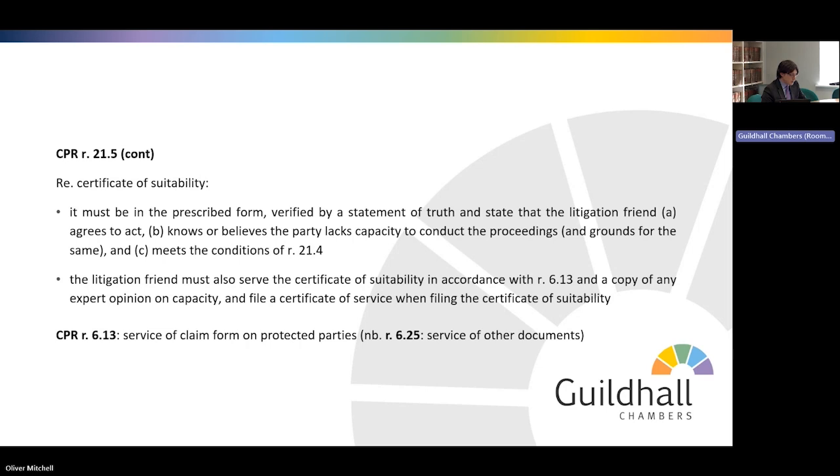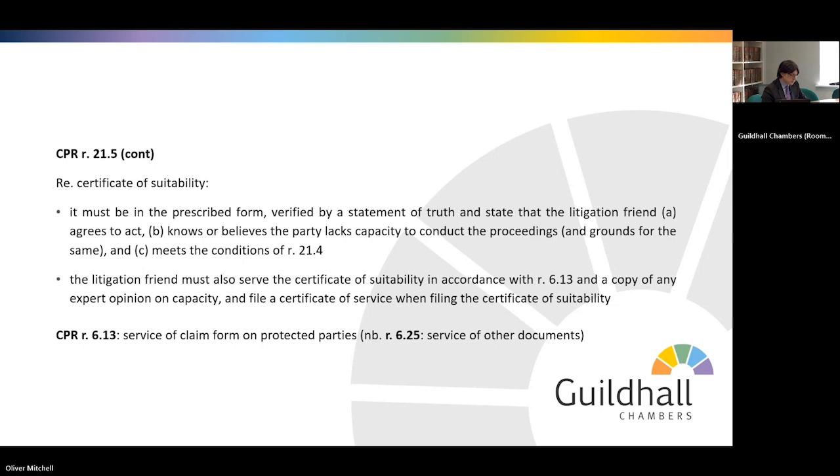6.13 on service provides that where the defendant is a protected party, the claim form must be served on their authorised attorney or deputy, or if none, on an adult who they reside with or whose care they are in, subject to the court making an alternative order, either prospectively or retrospectively. If the claim form isn't served in accordance with that provision, then it hasn't properly been served. And unless the court is prepared to grant a retrospective alternative order, the claim hasn't properly been served, with the consequences that follow from that.